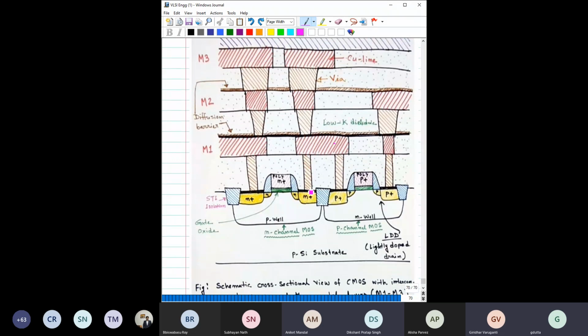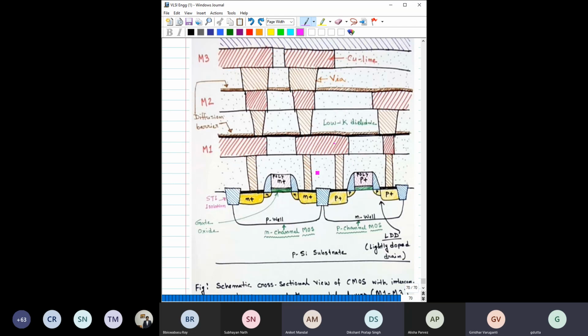If it is a CMOS inverter, then this drain and this drain have to be shorted, so this is basically shorted. This is the source of this NMOS, this is the drain of this NMOS, this has to be connected with VDD, this will go to ground. And here you can see we have used STI or shallow trench isolation to isolate the N-channel MOSFET from the P-channel MOSFET. So that is the basic difference. If you use STI, shallow means low cost to isolate these devices.